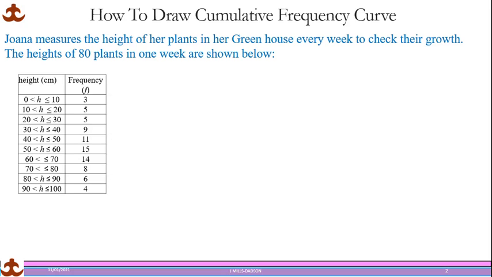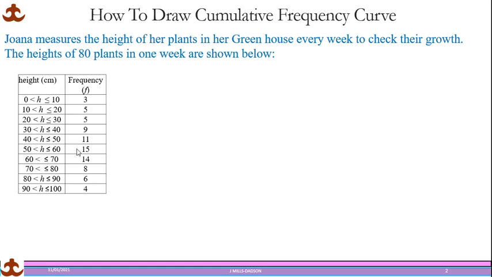Okay, let's look at drawing a cumulative frequency curve. Joanna measures the height of her plants in her greenhouse every week to check their growth. The heights of 80 plants in 1 week are shown below. So the frequency table below summarizes the data that Joanna got from measuring 80 of her plants.